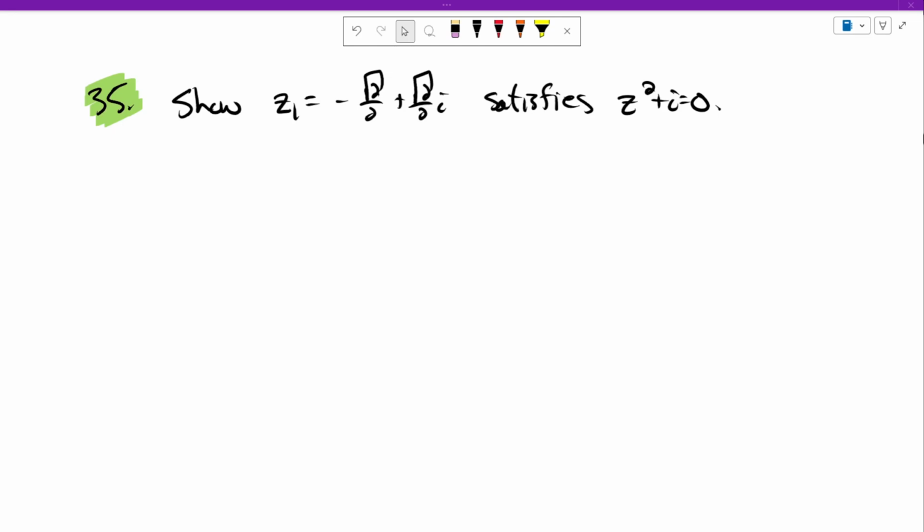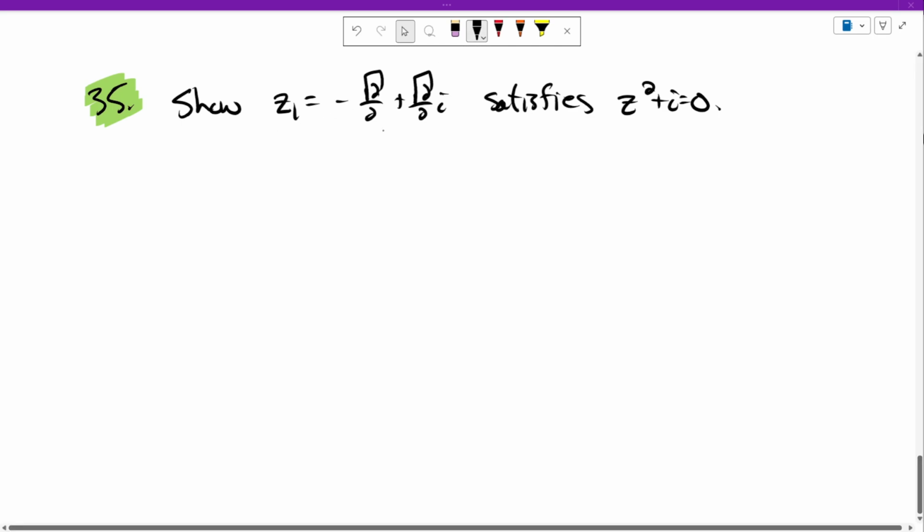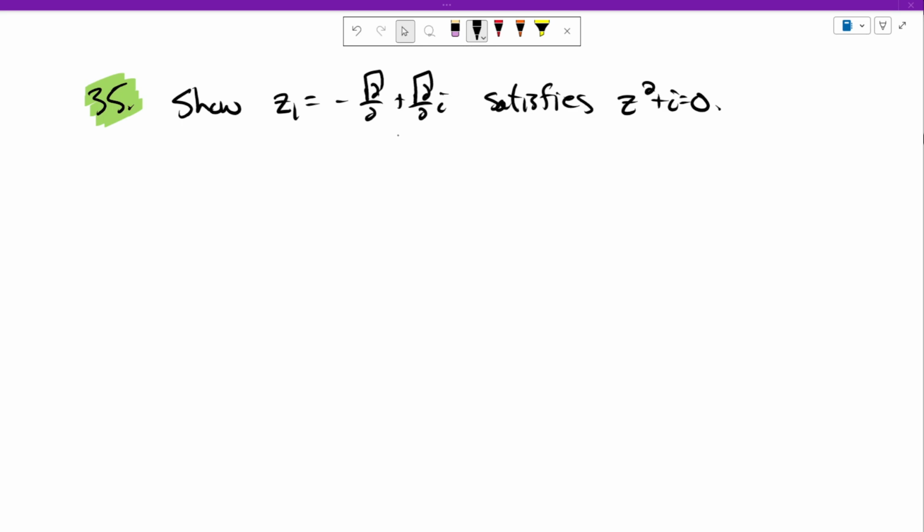Problem 35, we're going to investigate a polynomial equation for complex numbers. So we have this equation z squared plus i is 0. We want to show the complex number z1, which is negative root 2 over 2 plus root 2 over 2i, satisfies that polynomial equation. So what does it mean to satisfy an equation? It means if you replace z with z1, then you get 0 in this case. That is, the equation is true when you plug in your complex number here.